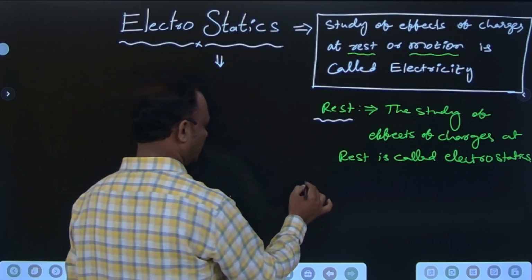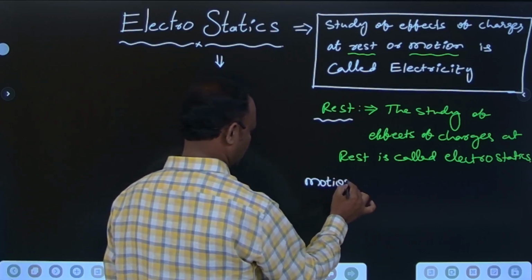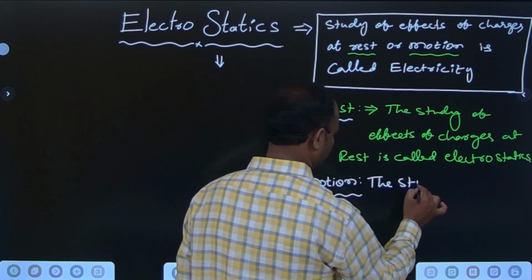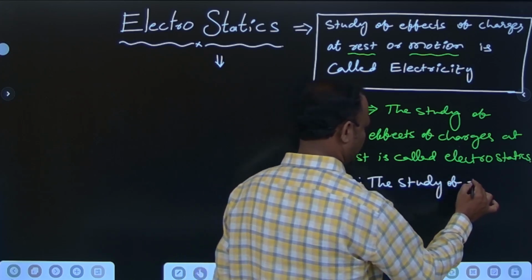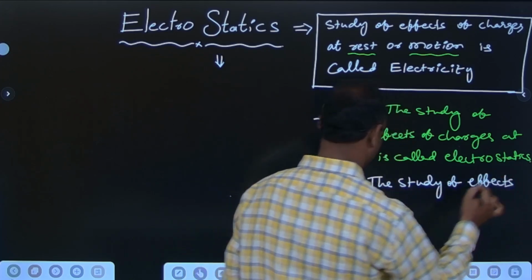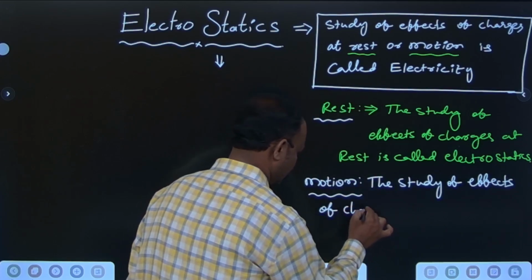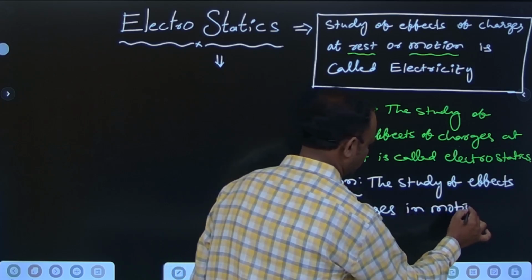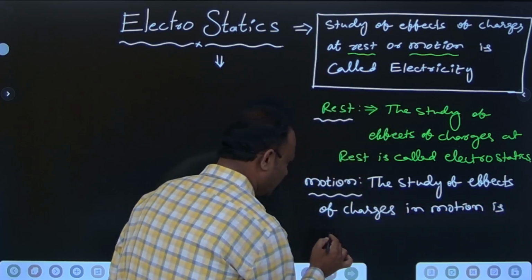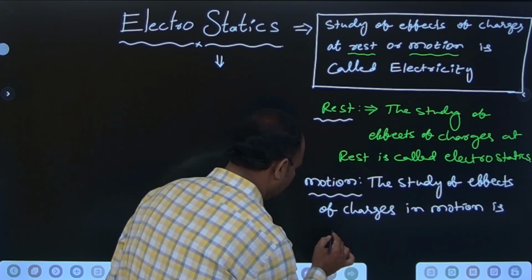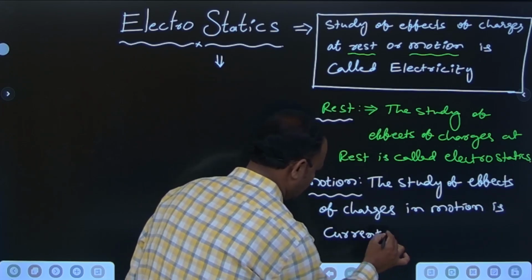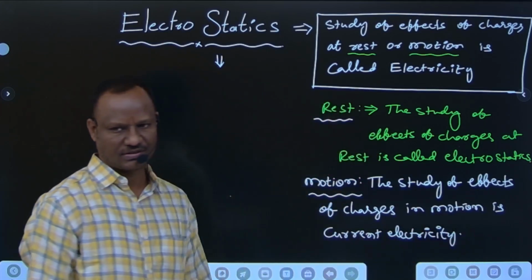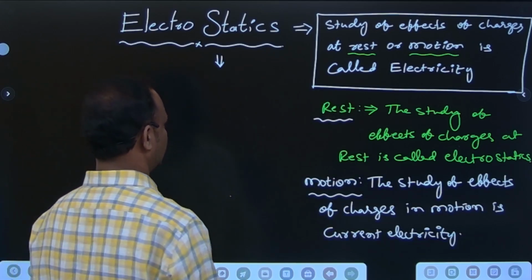Next, when you're talking about the motion of the charge, the study of effects of charges in motion is called electric current, that is, current electricity.